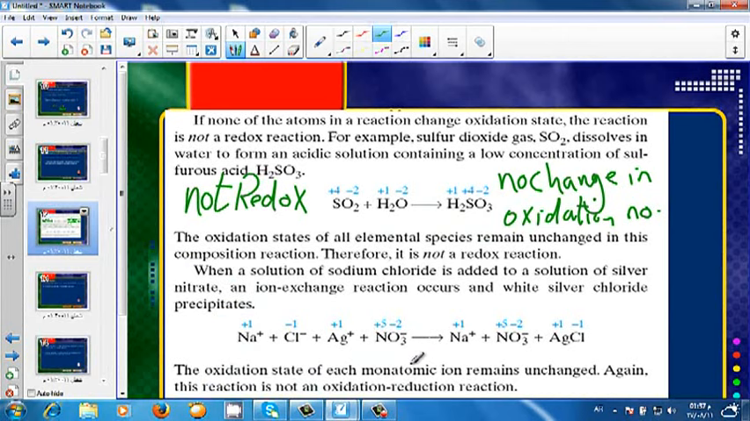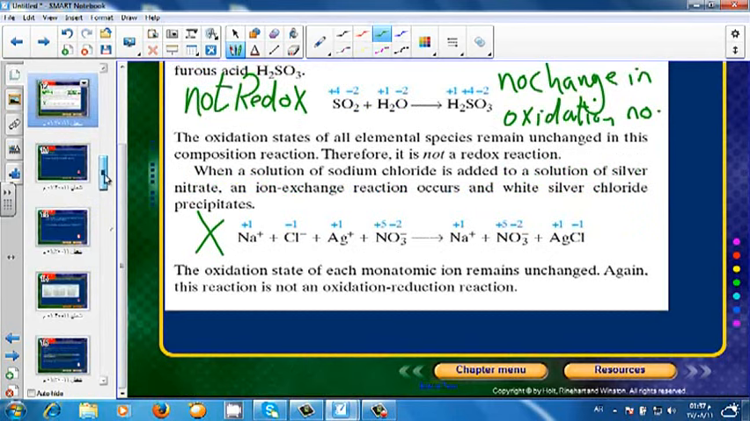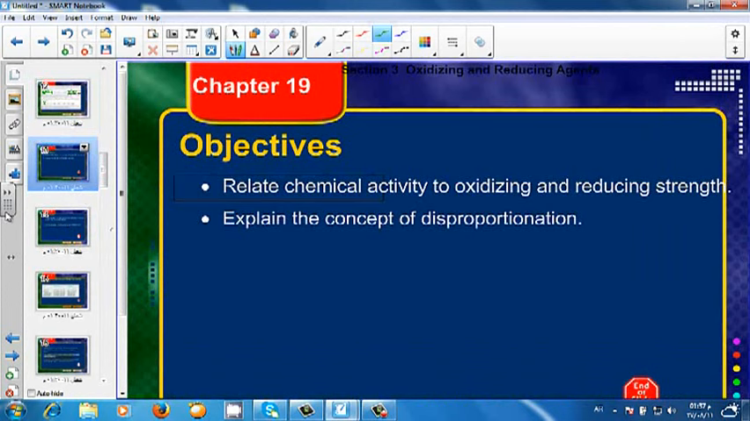Sodium here is positive 1, chlorine negative 1, chlorine here negative 1, silver positive 1, still positive 1, nitrogen positive 5, oxygen negative 2, negative 2. So this one is also not a redox reaction, and so on. Okay, so now we covered almost all the important points for this section, and we'll stop here and continue, inshallah, with section 3.